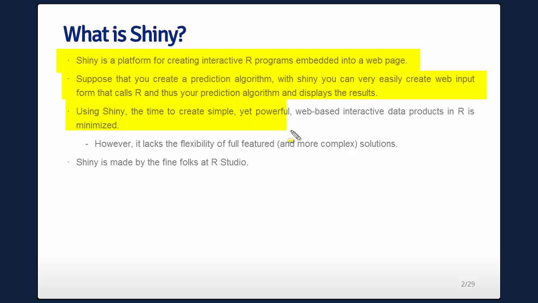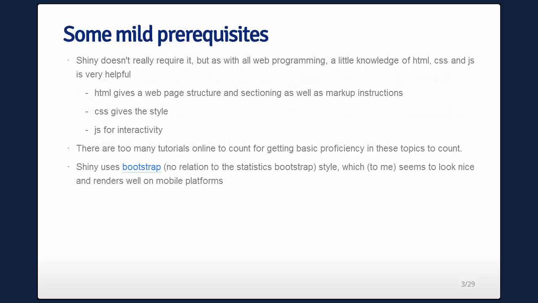So anyway, using Shiny, the time to create simple yet powerful web-based interactive data products in R is minimized. It lacks the flexibility of full-featured and complex solutions where you create a full web interface from scratch and call servers that you've designed. But on the other hand, the development cost is so small using a tool like Shiny. And Shiny is made by the fine folks at RStudio, which is a product that we really support and highlight in this series.